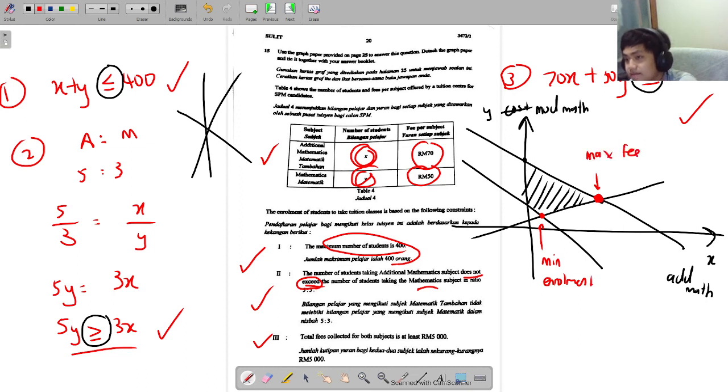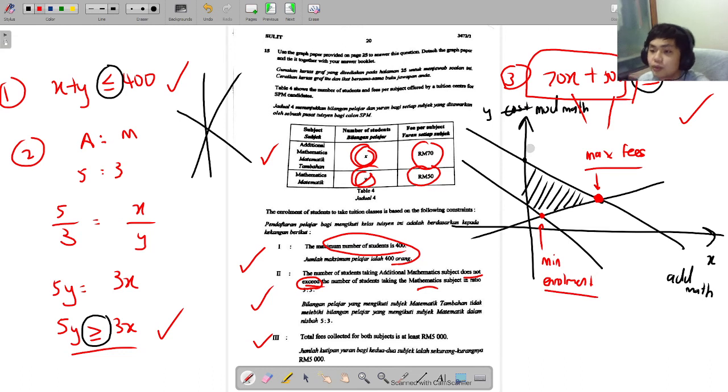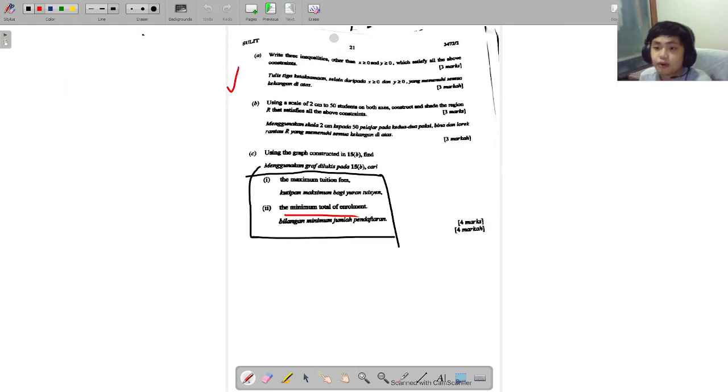Don't forget that the fees formula is still like this, 70x plus 50y. You're going to have to substitute the x and y into here and count the value. Same thing goes for the minimum enrollment. You're going to have to add the x and y because this graph is mod math against add math students. So that is all for the MRSM paper 2 2020.